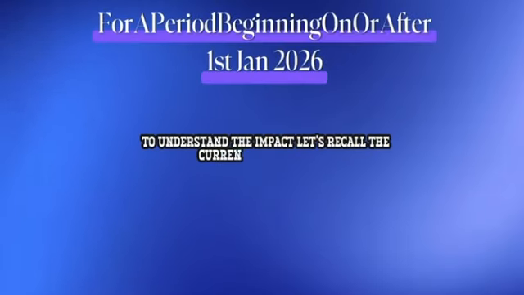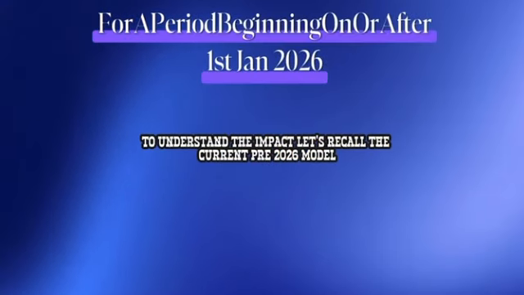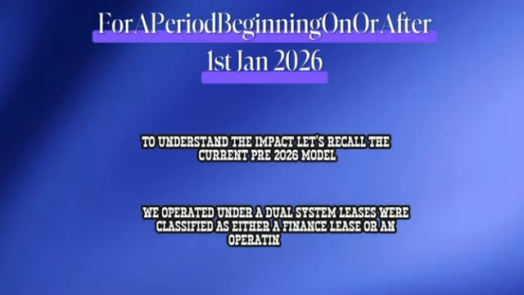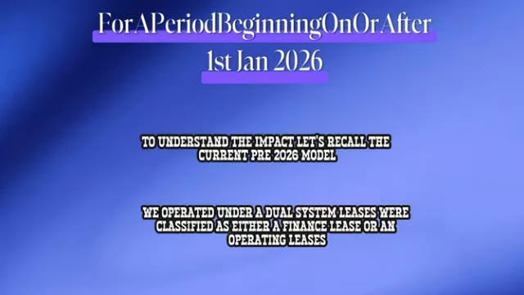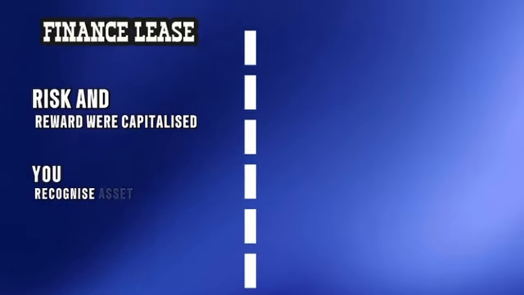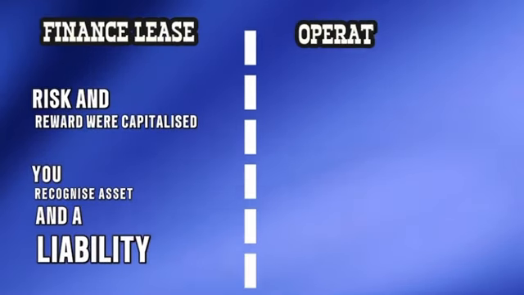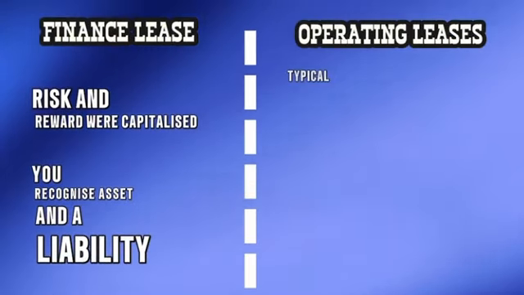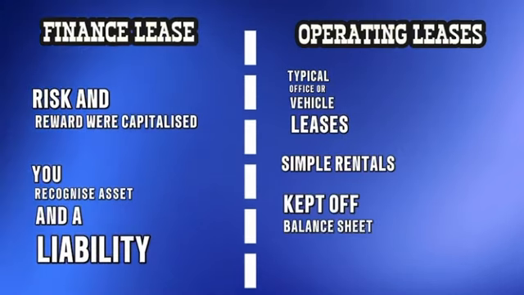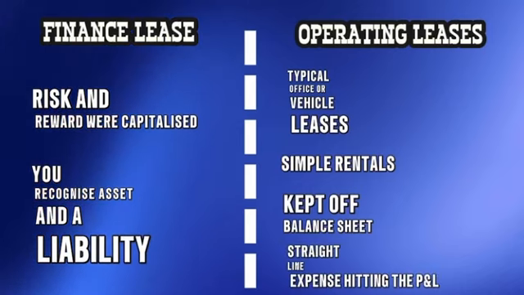To understand the impact, let's recall the current pre-2026 model. We operated under a dual system. Leases were classified as either a finance lease or an operating lease. Finance leases, where you effectively own the risk and reward, were capitalized. You recognize an asset and a liability. Operating leases, however, like your typical office or vehicle leases, were treated as simple rentals. They were kept off the balance sheet, with a straight line expense hitting the P&L.